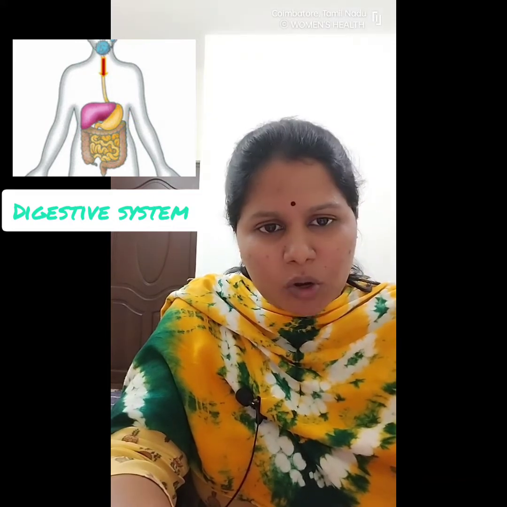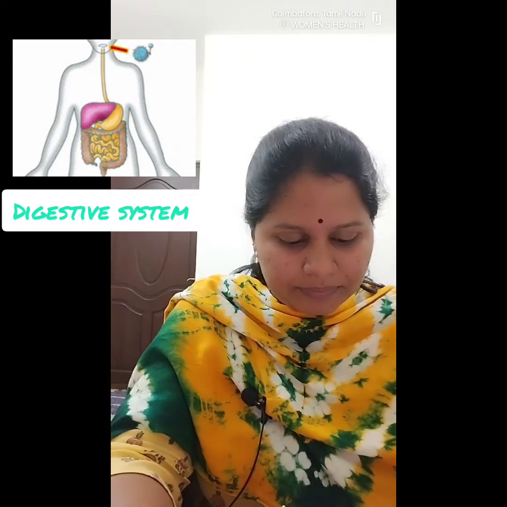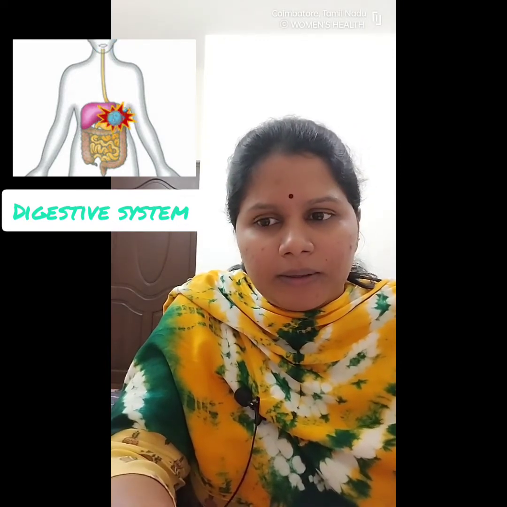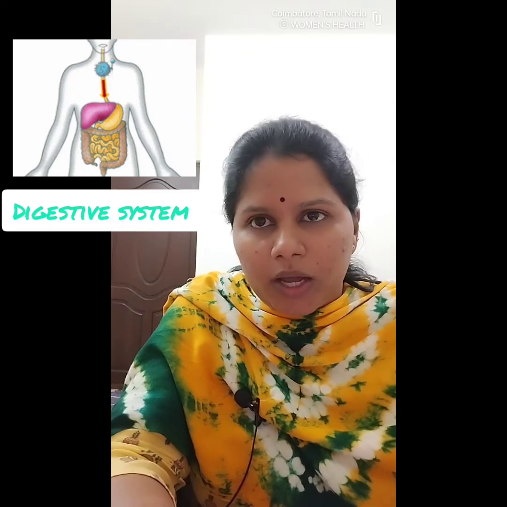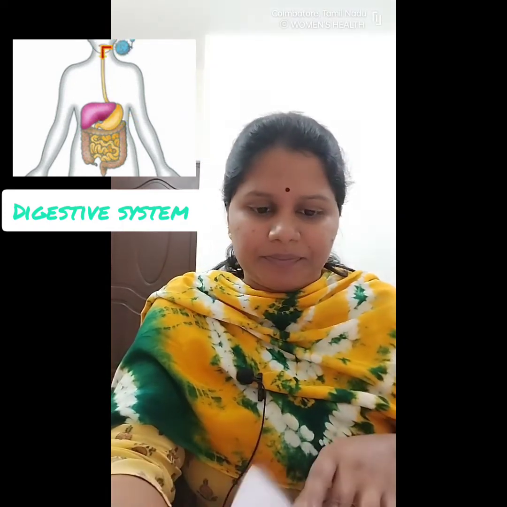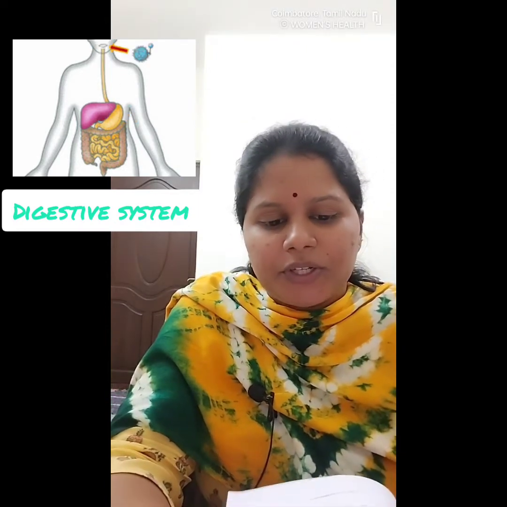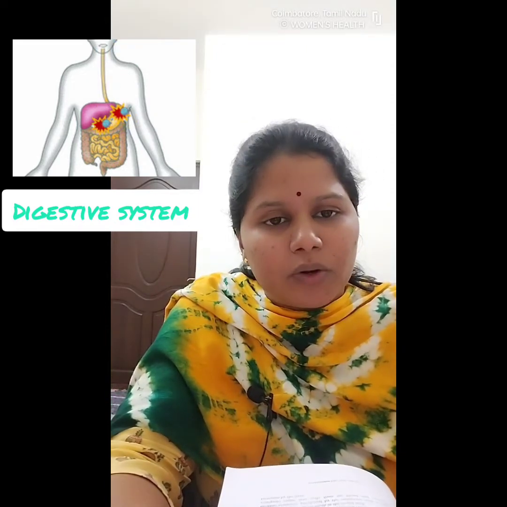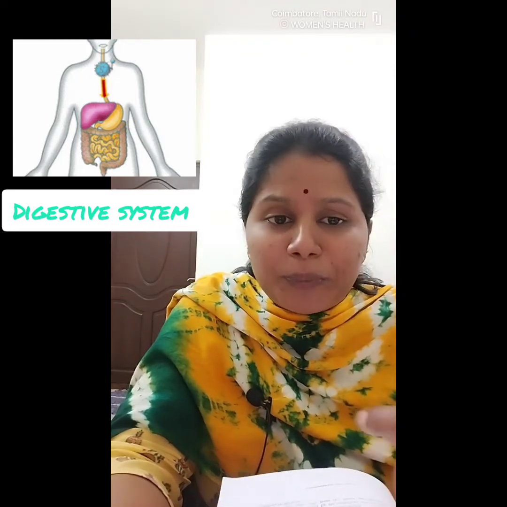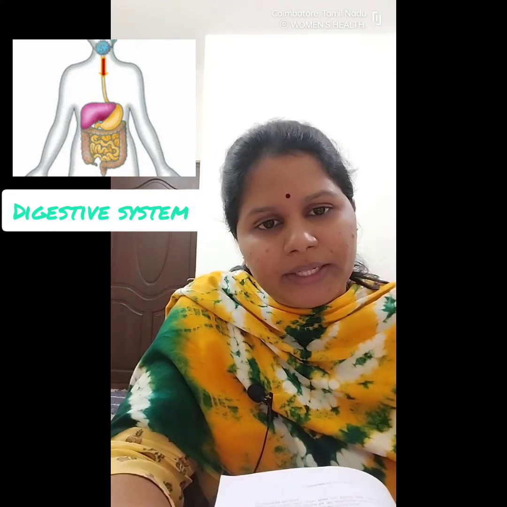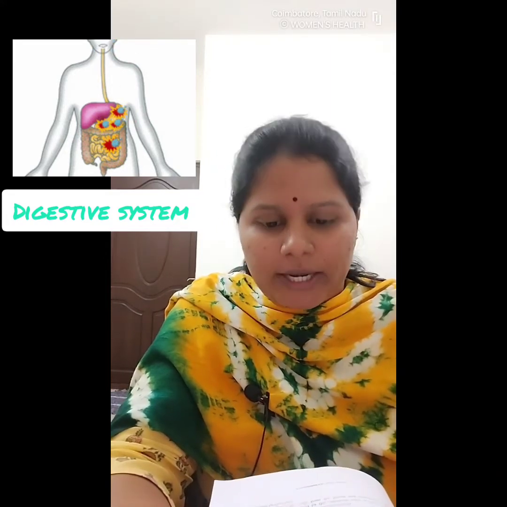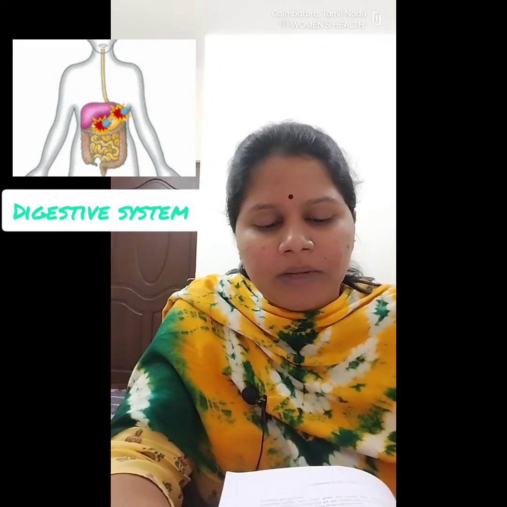Then in the teeth we have types: incisor, molar, premolar and canine. Then cardiac sphincter, or lower esophageal sphincter. This is a ring muscle which helps to prevent backflow between the esophagus and the stomach, and between the stomach and the small intestine. Then cecum.